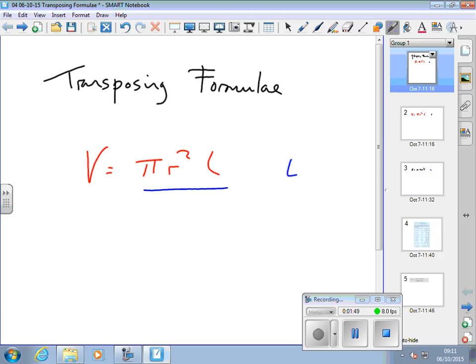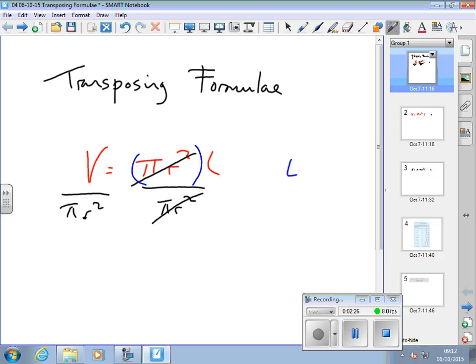So I divide both sides by pi r squared. Which means that this cancels. I could do it in steps. I could divide both sides by pi to get rid of the pi, and then divide both sides by r squared to get rid of the r squared, and that would be perfectly valid. But remember, you can lump things together like that, so doing the whole lot in one go is fine.